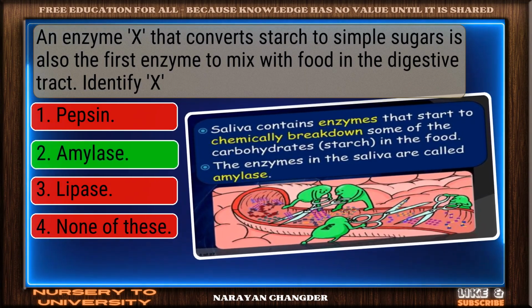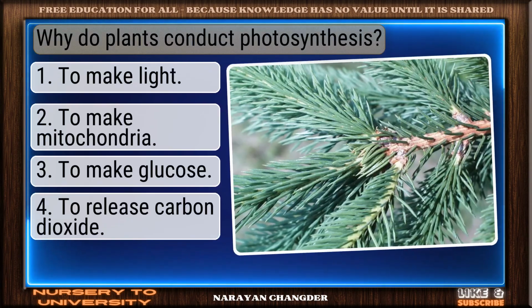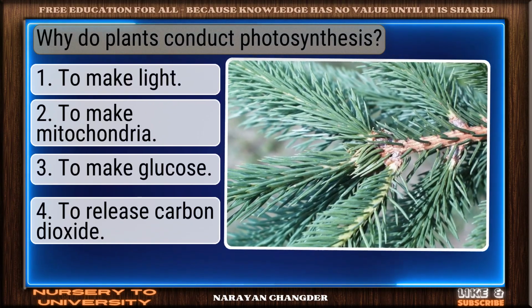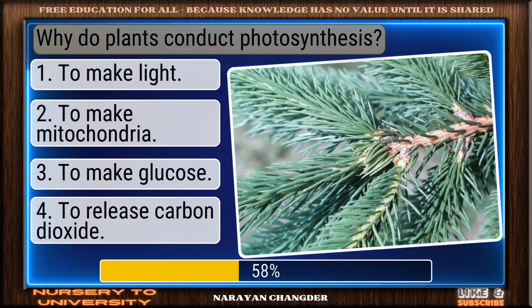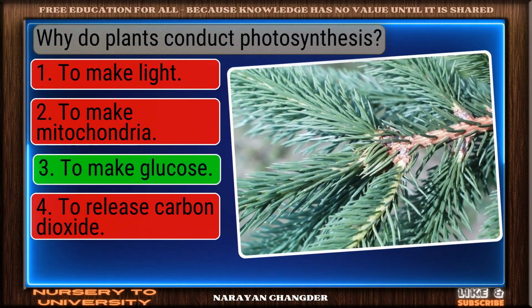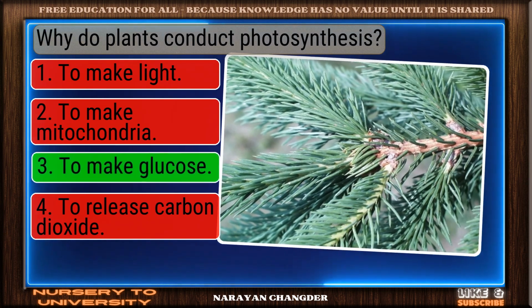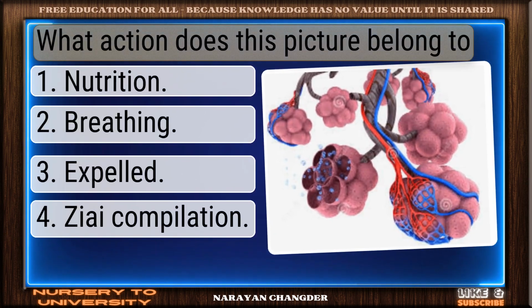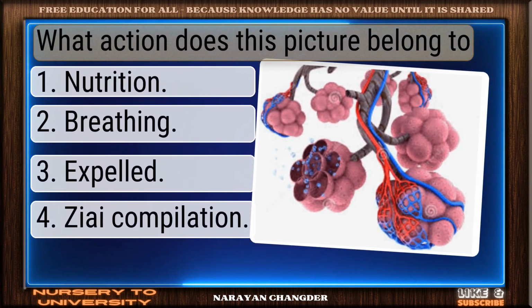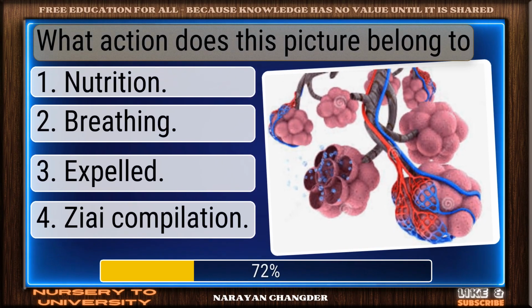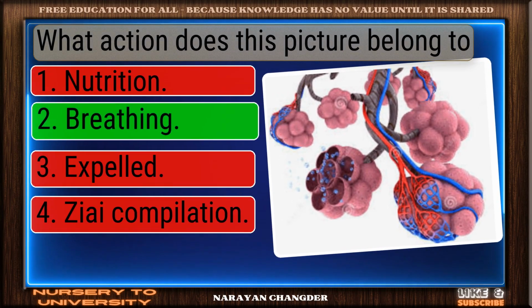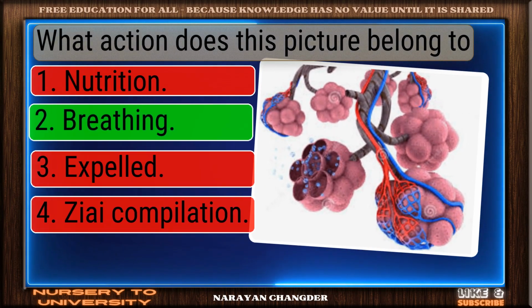Smart pick. Amylase is correct. Why do plants conduct photosynthesis? Valid point. To make glucose is true. What action does this picture belong to? Strong choice. Breathing is right.